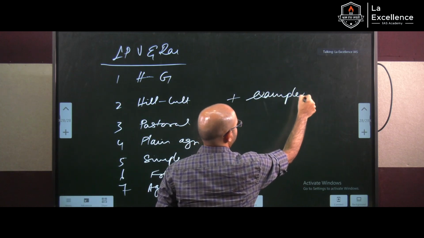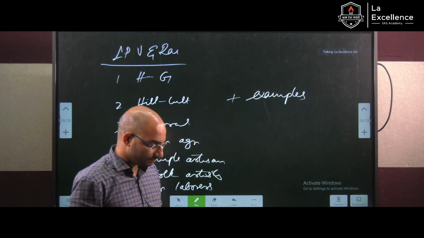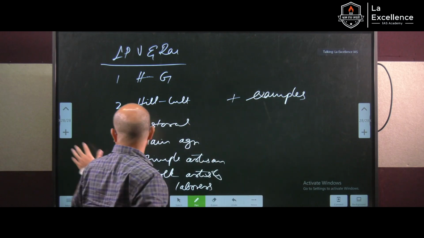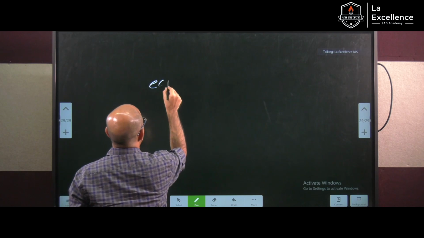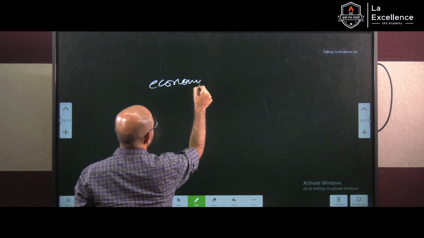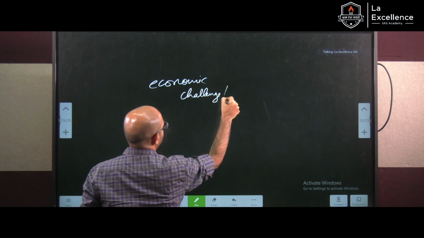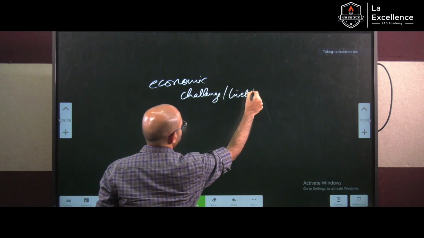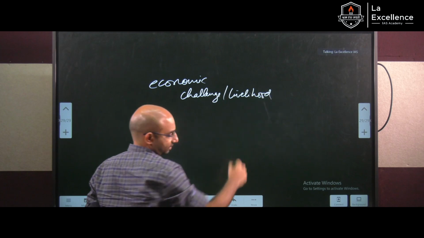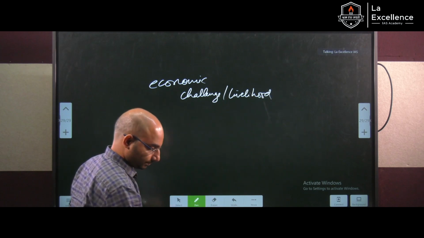The handout I gave has numerous examples. That's it, very easy. And if you have the scope, you can discuss the economic challenges. In fact, in the handout I also included that. Discuss the economic challenges or livelihood issues which these communities are facing, and close the discussion. That's it.